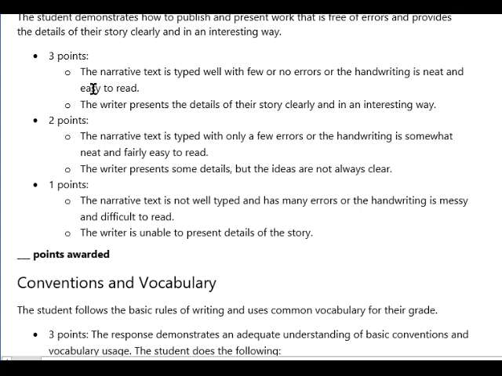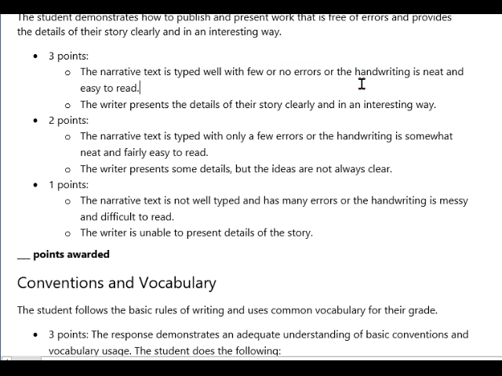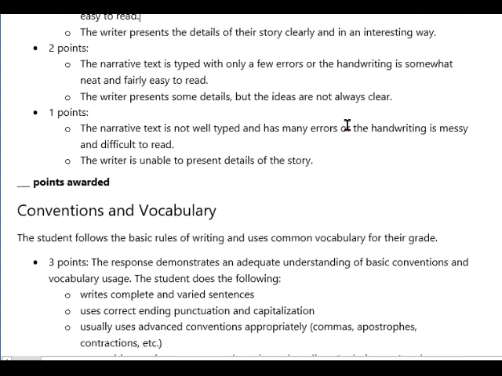Publishing and presenting, make sure that you turn in a narrative text that is typed well with few or no errors, no mistakes, and the handwriting is neat and easy to read. So on this one, you don't have to worry about handwriting because you're typing it well. On your draft, make sure that your teacher can read it. It might be a little bit messy because you're going to have the editing and the revision. That's okay. Just make sure that you can read it a bit.